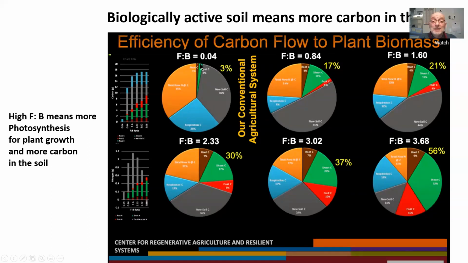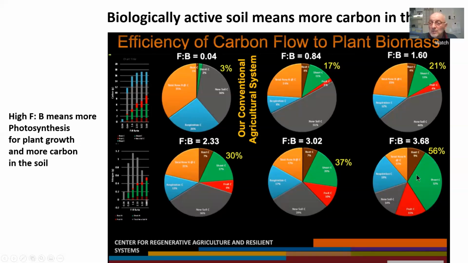So this is the situation. 3% of the plant photosynthesis is actually going into producing the plant, to produce the crop. This is the situation here. So our conventional farming is here. Between 3% and 17% is going into producing the plants. If we get the F:B up to 3.68 or maybe around that, we will move this rate of photosynthesis going into the plant up to 57%.